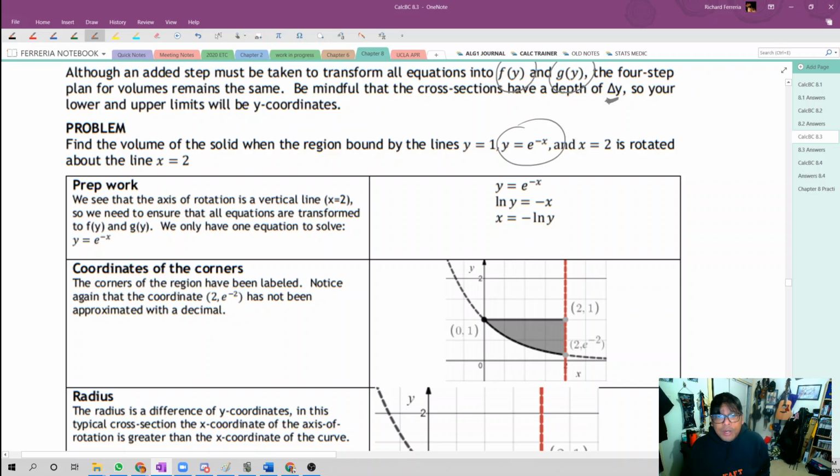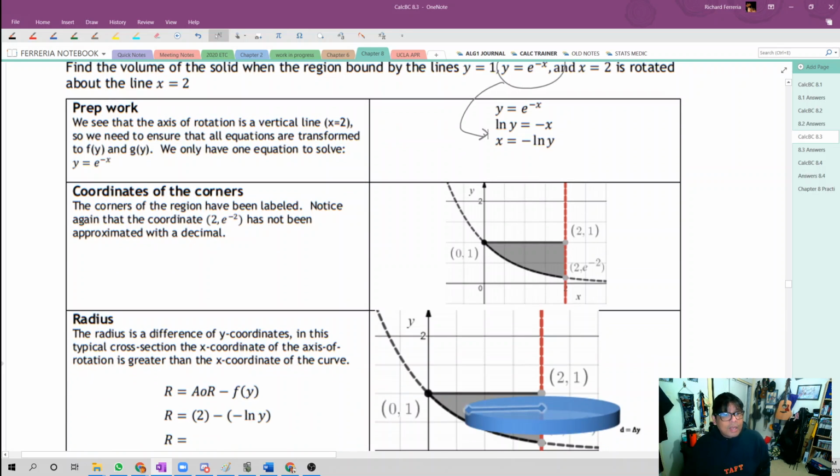So this first function here, y equals negative x, that's going to turn into x equals negative natural log of y. Okay. So the corners are still the same, 0, 1, 2, 1, 2, e to the negative 1/2. And this time, e to the negative 1/2 is going to be important because that looks to be our smallest value of y.